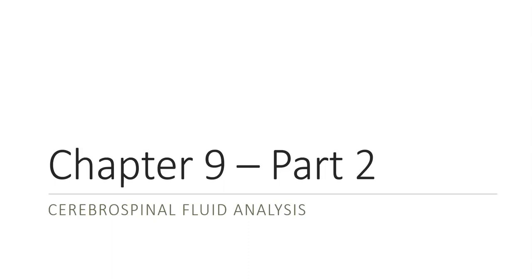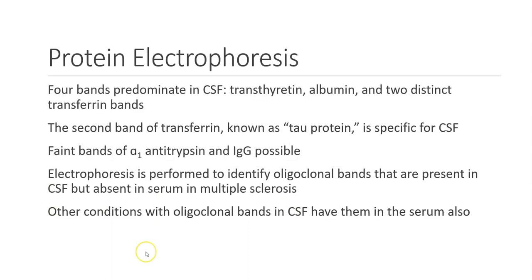Continuing our discussion on CSF analysis. In CSF protein electrophoresis, 4 bands predominate: transthyretin, albumin, and 2 distinct transferrin bands. The second band of transferrin is known as the tau protein, and it's specific for CSF. Faint bands of alpha-1 antitrypsin and IgG are possible.